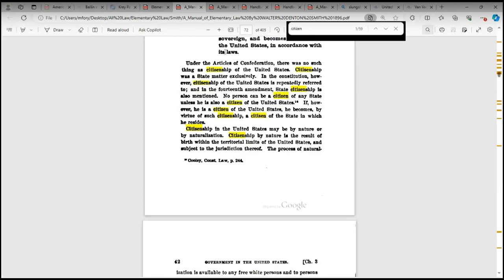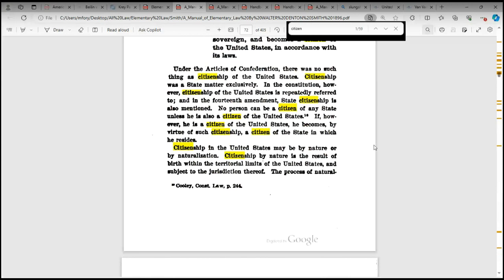Under the Articles of Confederation, there was no such thing as citizenship of the United States. Citizenship was a state matter exclusively. In the Constitution, however, citizenship of the United States is repeatedly referred to. That means what? They have used the word citizenship of the United States or U.S. citizenship multiple times before the 14th Amendment. Understand this if you have not read the Constitution ever in your life. And in the 14th Amendment, state citizenship is also mentioned.